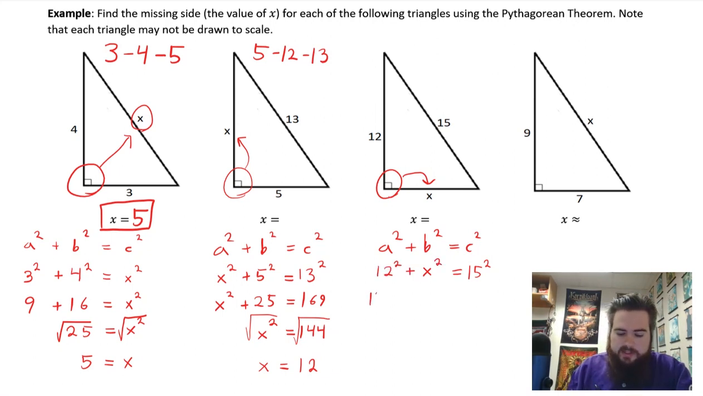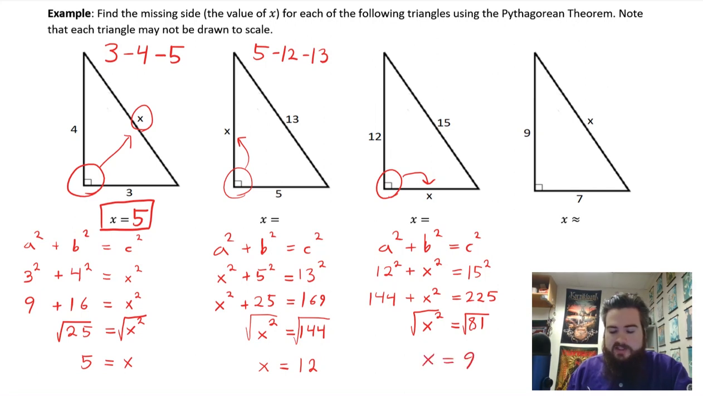If I solve through this, 12 squared is 144, and 15 squared is 225. If we subtract 144 from both sides, we will get x squared is equal to 81. And therefore, taking a square root of both sides yet again, we get the principal root that x is equal to positive 9.